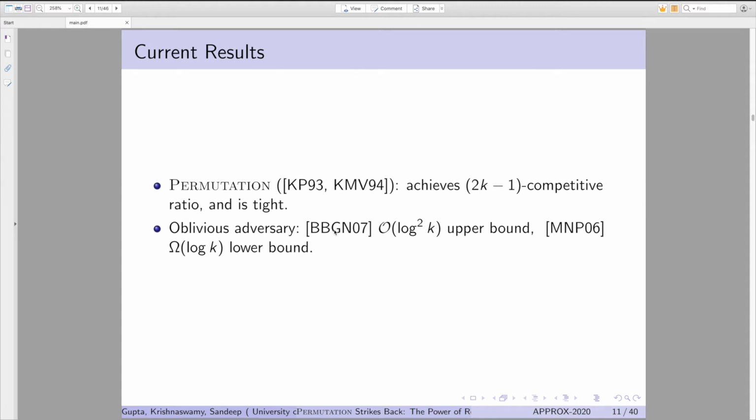One of the earliest works that introduced this problem, Kalyanasundaram and Pruhs, and Khuller, Mitchell and Vazirani, proposed a permutation algorithm. We'll see the details about this algorithm later, and it achieves a 2k minus 1 competitive ratio on arbitrary metrics. And they also proved that this competitive ratio is tight. There have also been some works on randomized algorithms for this problem, that is, with respect to an oblivious adversary. There's a log squared k upper bound due to Bansal and others, and there's also a simple log k lower bound.